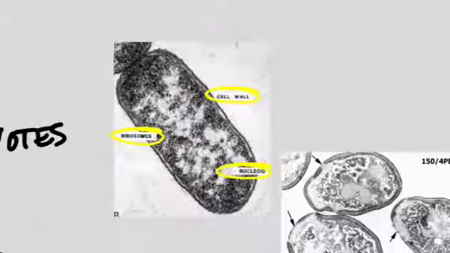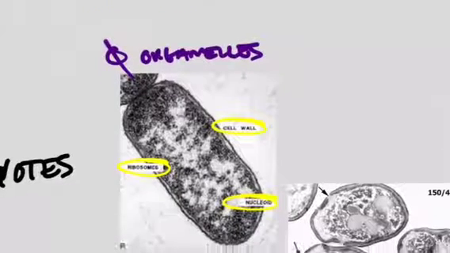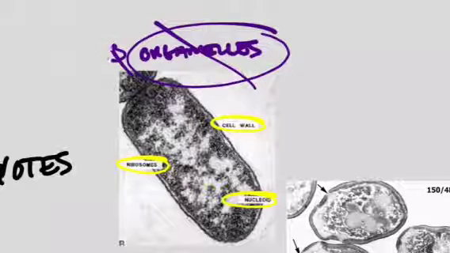Prokaryotes don't have membrane-bound organelles. I'm going to write that word down right here. No organelles. No, just dash through. No organelles. No membrane-bound organelles in a prokaryote.